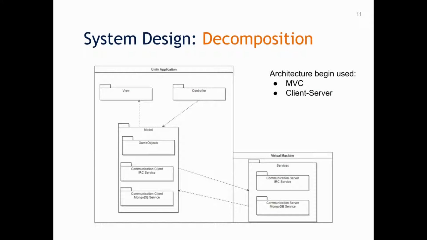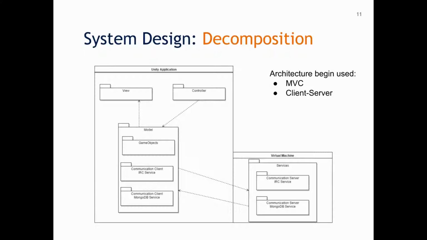Here is the city decomposition. We used a model view controller approach and a client server. The model contains three subsystems. The first is entities in the game, which are called game objects. The other two subsystems are client services that are needed to communicate to the server.